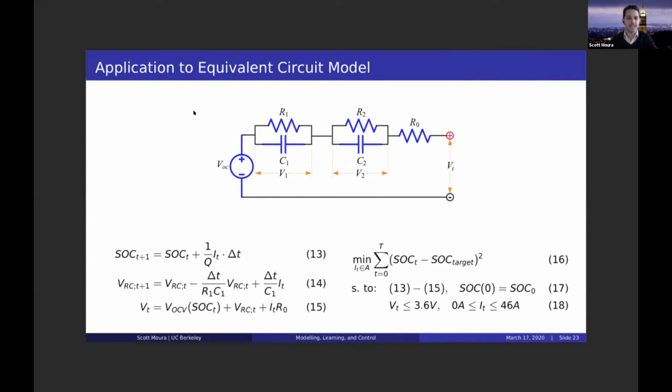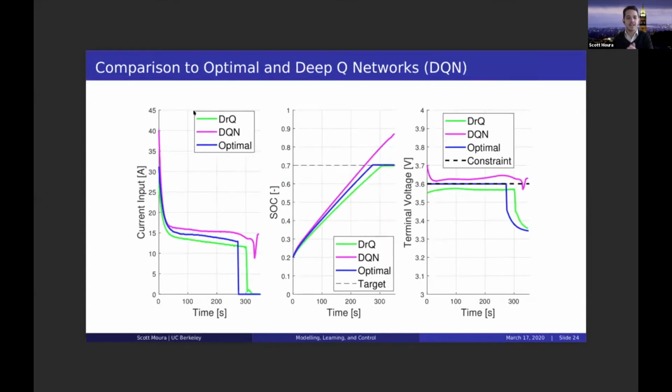So what we get is the following. Our approach is this Dr. Q, Dr. Q that's shown in green. The optimal solution is shown in blue, which is the mathematically provable optimal solution. And then DQN is deep Q network. So this is an extension of Watkins Q learning, but using these deep neural networks.